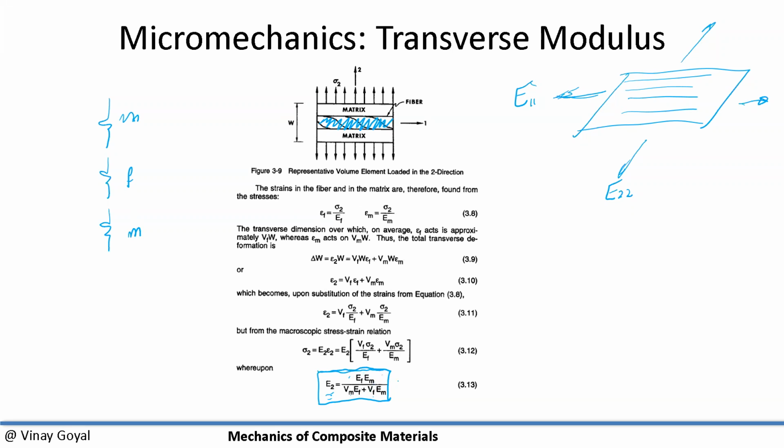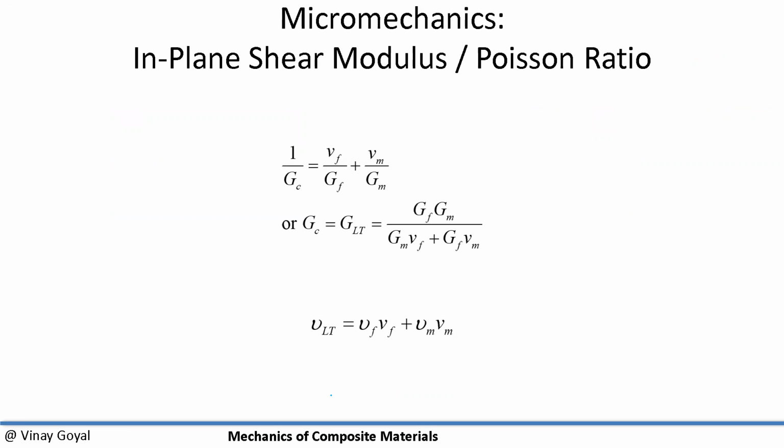I invite you to pause here and look at this carefully. It's not very complicated. It's just the same process we used here, but now we have the matrix and fiber in parallel. There are other calculations that can be done to estimate shear modulus. If you know the shear modulus of the fiber and the matrix, and you know the fiber volume fraction, you can calculate the shear modulus. These are the formulas you're going to see out there. Poisson ratio also can be done in that manner.